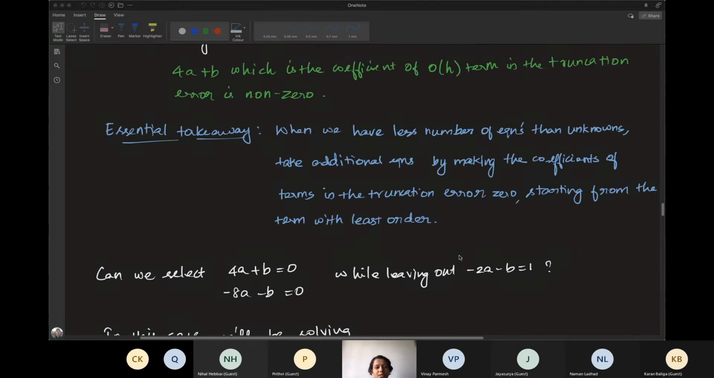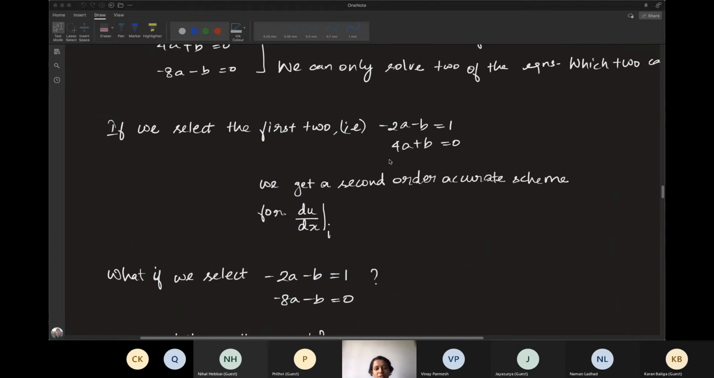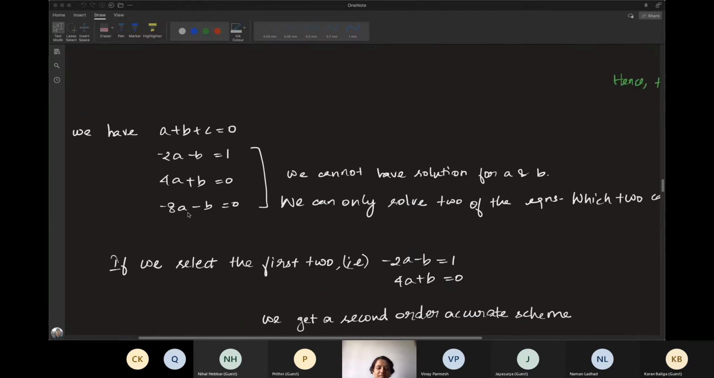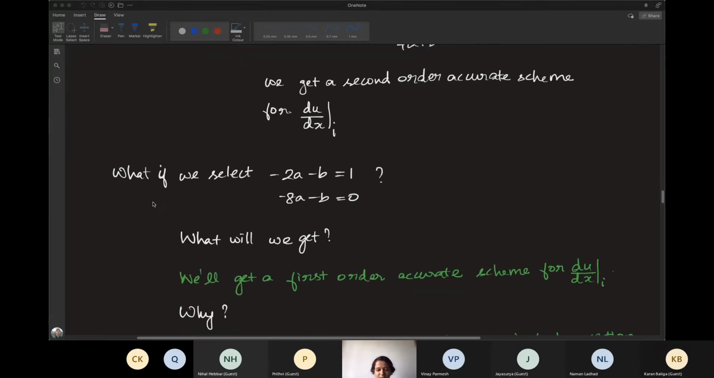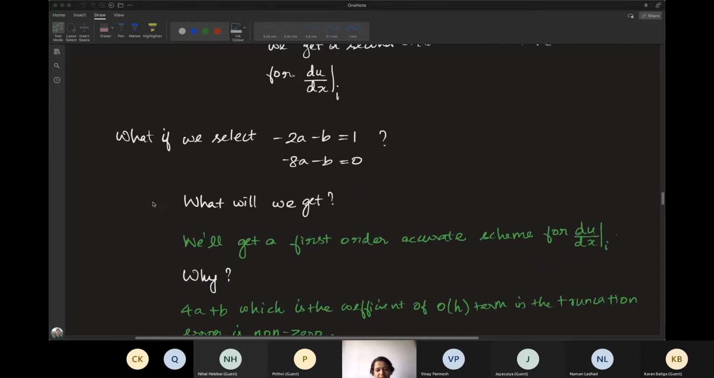So now, as of now, out of these three equations, we have talked about leaving out either of the equations. So suppose we leave the first equation, that is, suppose we leave out minus 2a minus b equals 1, and then go about solving the other two alone. Then what will happen? Are we essentially solving anything? Are we essentially finding anything then?